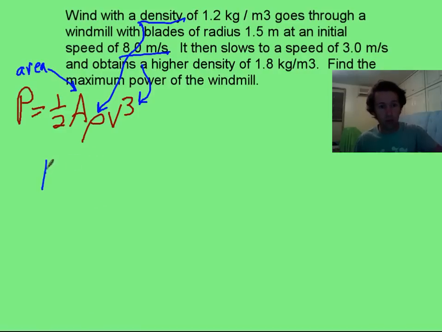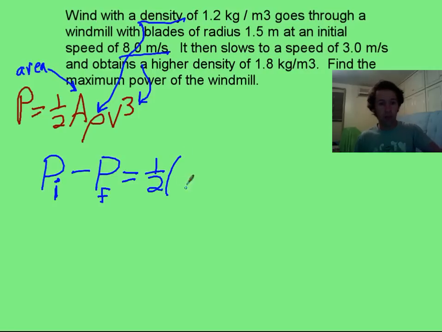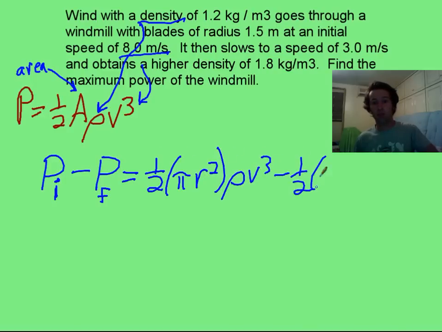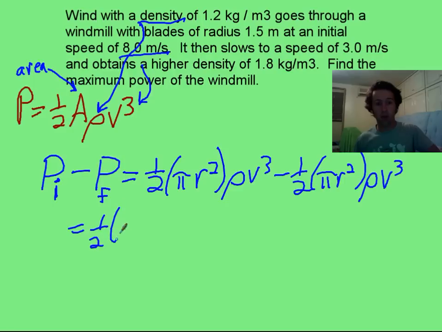So what we're going to do is we're going to find the initial power of the wind, which was big, minus the final power of the wind, which is smaller, and the difference will be the power that we're looking for of the windmill, the maximum amount it could get. So we're going to have 1/2 times the area, which is going to be pi times the radius squared of the windmill, times the density, times v cubed. And we'll do this twice because we've got two different values. And we'll plug in our numbers.